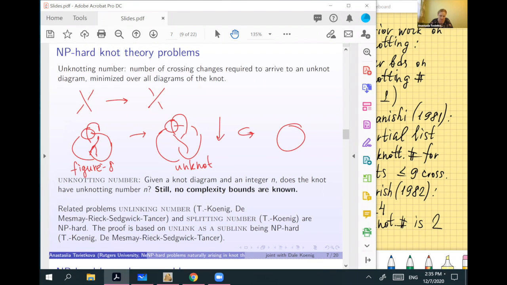Instead, we proved that unlinking number is NP-hard. So this is for links, and splitting number is NP-hard. And for unlinking number, there is also an alternative proof by Dehmer, Meyrick, Sedgwick, and Tenner. I'll talk about the proofs, about the reductions, a bit if I have time. We based it on another proof of a simpler, maybe not as interesting, but useful problem called unlink as a sublink. So whether you have a k-component unlink as a sublink of a certain link. So if I have time, I'll show you the reductions today.